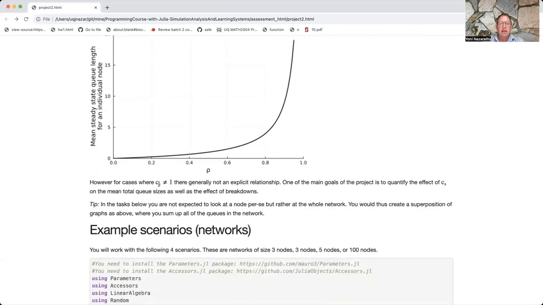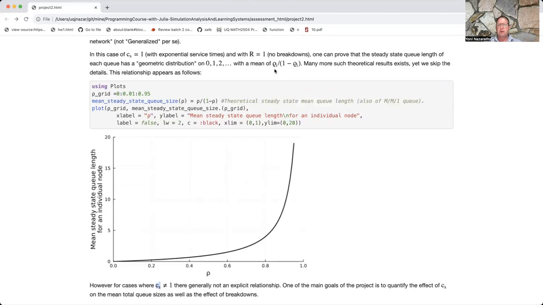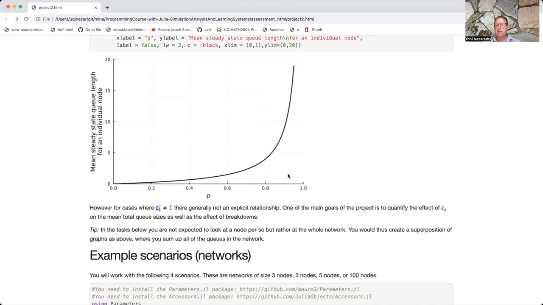Okay. Now, for the case CS not equal to 1, you don't have these nice, beautiful curves analytically. There's not a simple expression like that. There are only approximations, etc. And a lot of modern queuing theory deals with that, but we're not going to worry about that. So one of the main goals of the project is to quantify the effect of the squared coefficient of variation on the mean queue size, and also the effect of breakdowns. And we'll see that as there are more breakdowns, you also add variability.